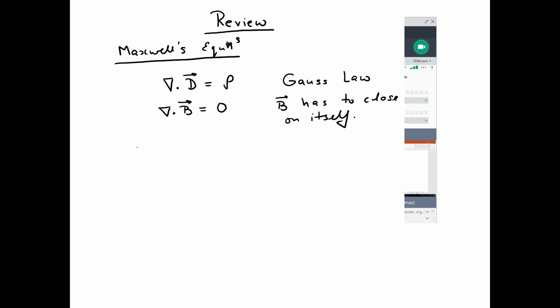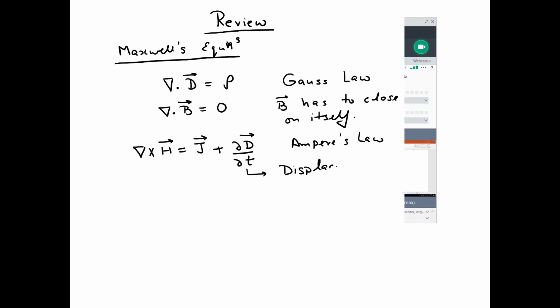The next law was Ampere's law, del cross H is equal to J, and then Maxwell's genius, which was del D by del T, which is your Ampere's law, and this was your displacement current. This was the term which Maxwell introduced, and it was because of this term that these equations are credited to Maxwell.